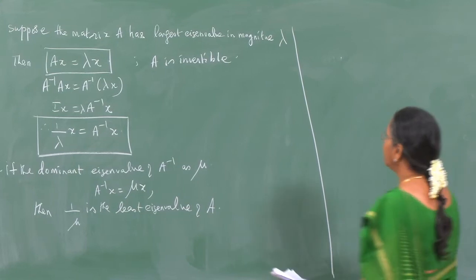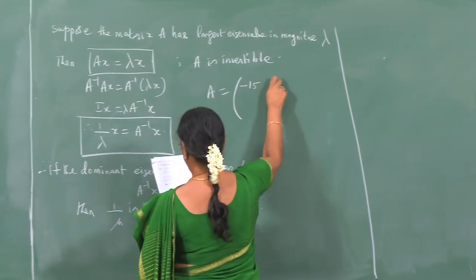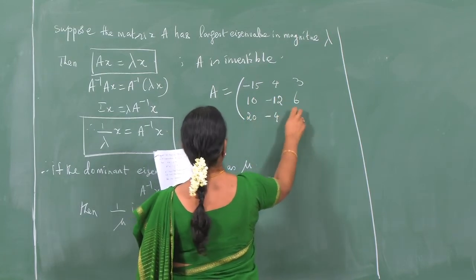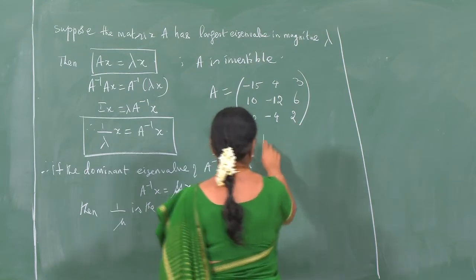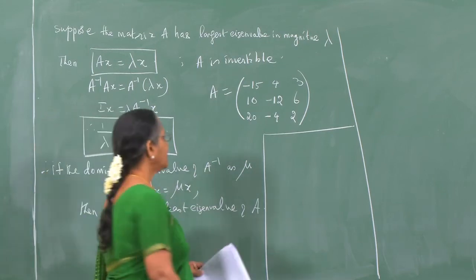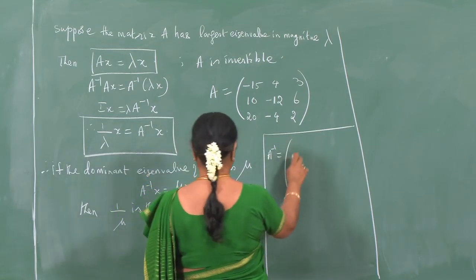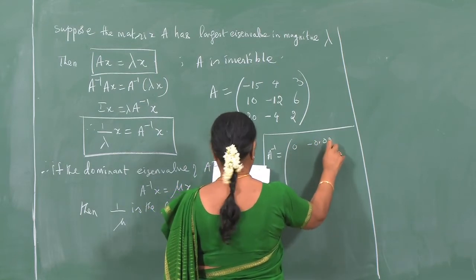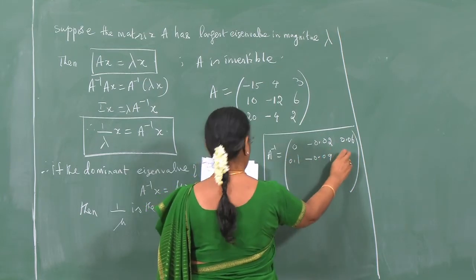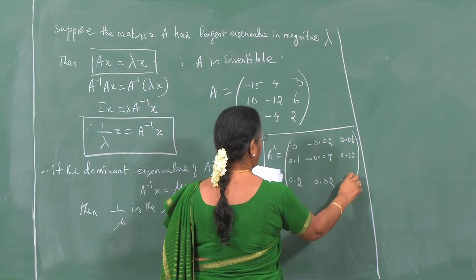So, if I consider matrix A to be given by minus 15, 4, 3, 10, minus 12, 6, 20, minus 4, 2, and I am asked to compute the smallest eigenvalue of this matrix A. So, I immediately compute the inverse of the matrix A, and it turns out to be 0, minus 0.02, 0.06, 0.1, minus 0.09, 0.12, 0.2, 0.02, 0.14.